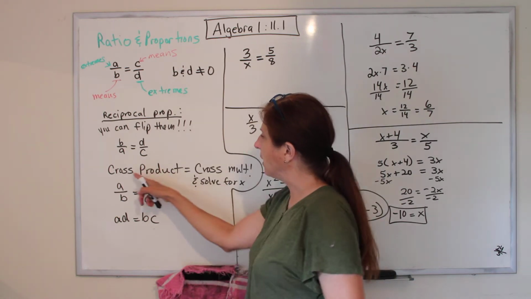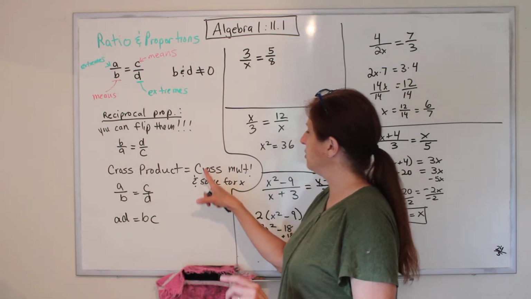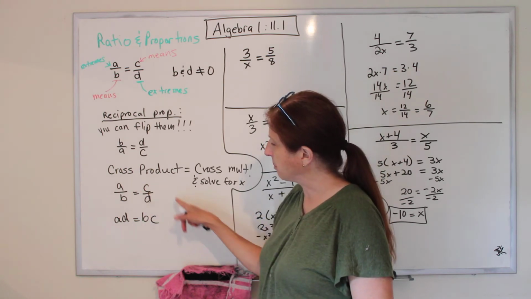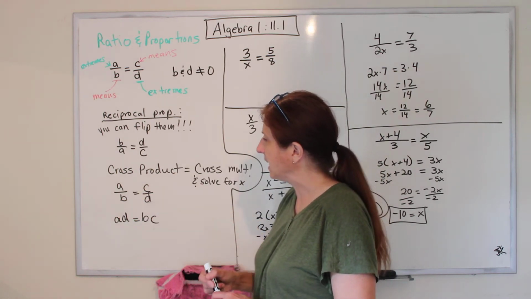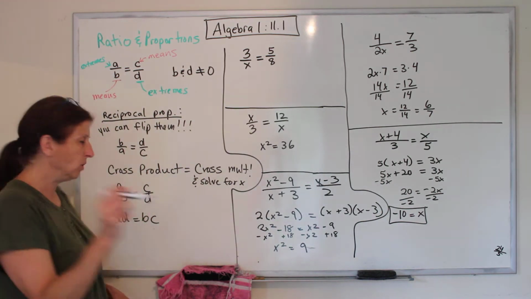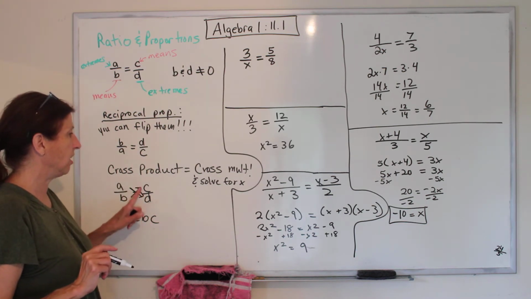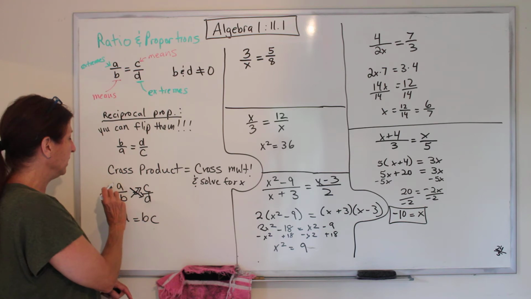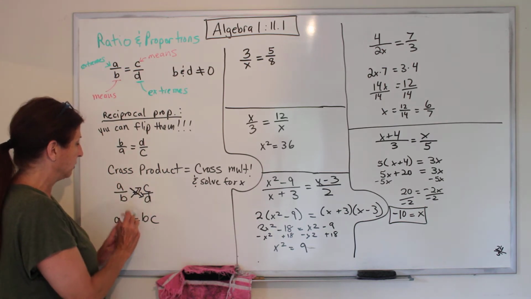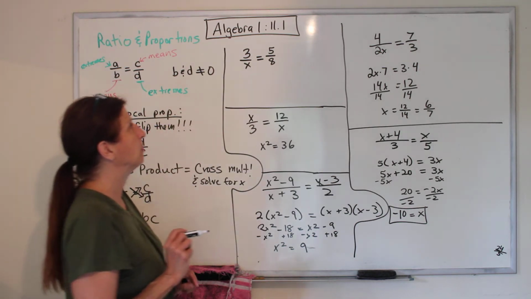Okay, the next one is the cross product property, which I bet you already know, that you can cross multiply and solve for x. Okay, so here is a problem. A is to B as C is to D. You are allowed to multiply across the x. So step one is you draw your arrows to remind yourself what you're doing. You see how it's like a cross multiply. So then you do A times D on this side, bring down your equals, and do B times C on the other side. Here's an example problem.